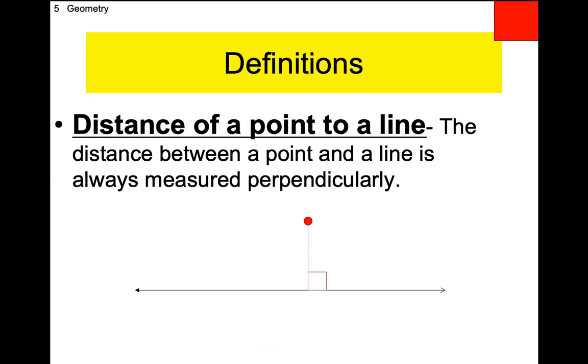So this is called the distance of a point to a line. It's only ever measured perpendicularly. I hate saying that word, perpendicularly. Try to say it too fast. We always measure the distance between a point and a line perpendicularly. If we don't, then we get different numbers. If you measure it perpendicularly, then it's the shortest distance.